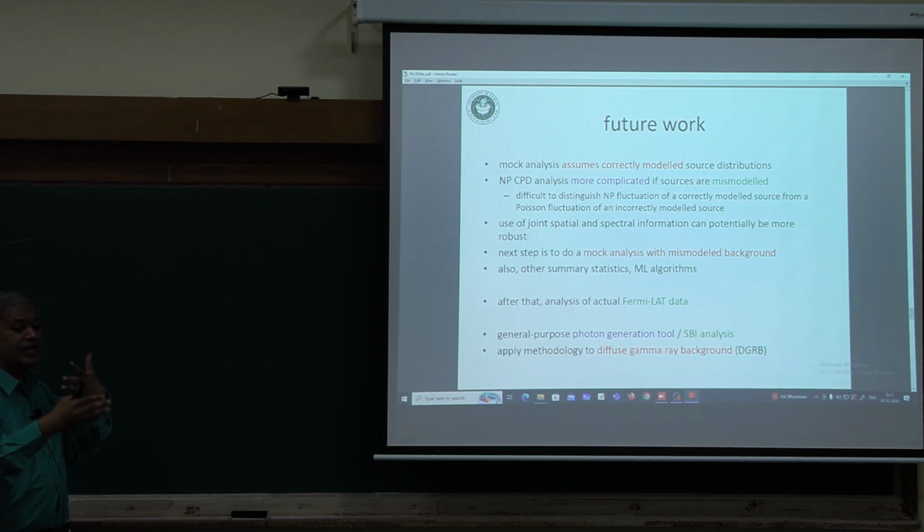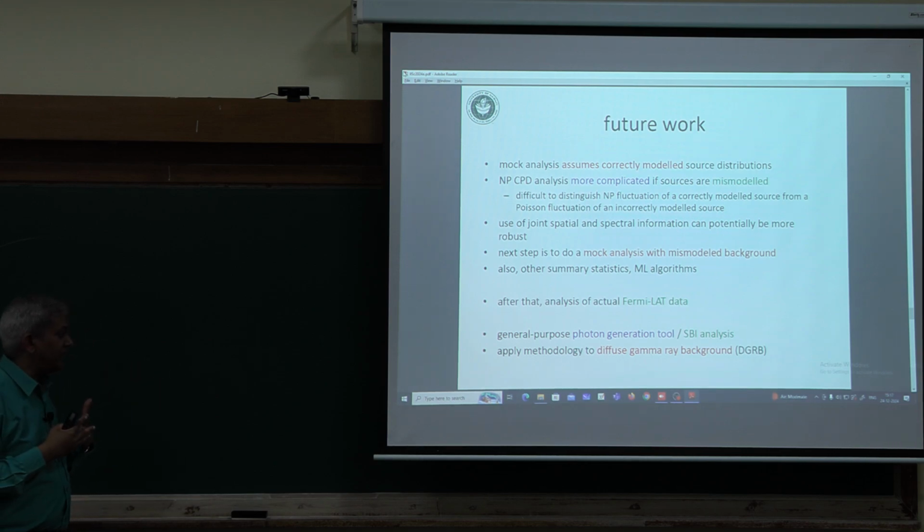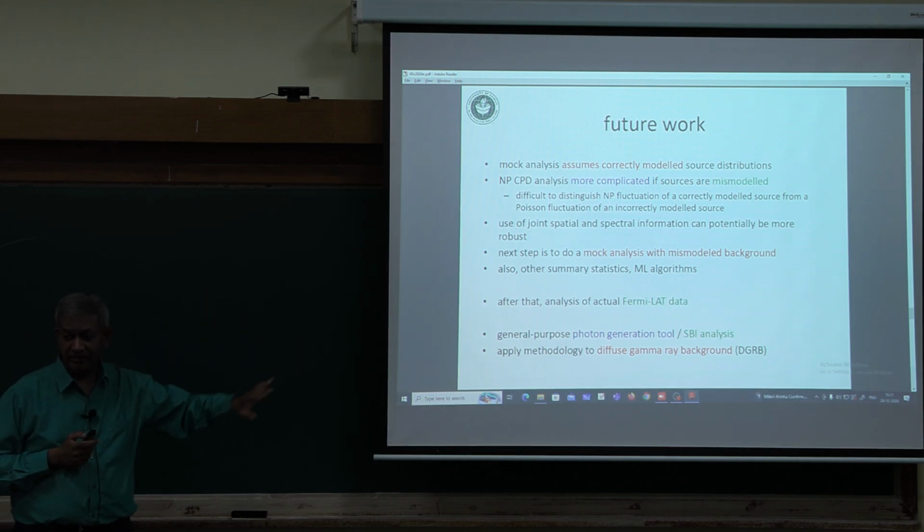Other things we can use are looking at different summary statistics, maybe some which throw out less information, and other machine learning algorithms beyond neural posterior estimation. And after that, what you'd like to do is analysis of actual Fermi data.